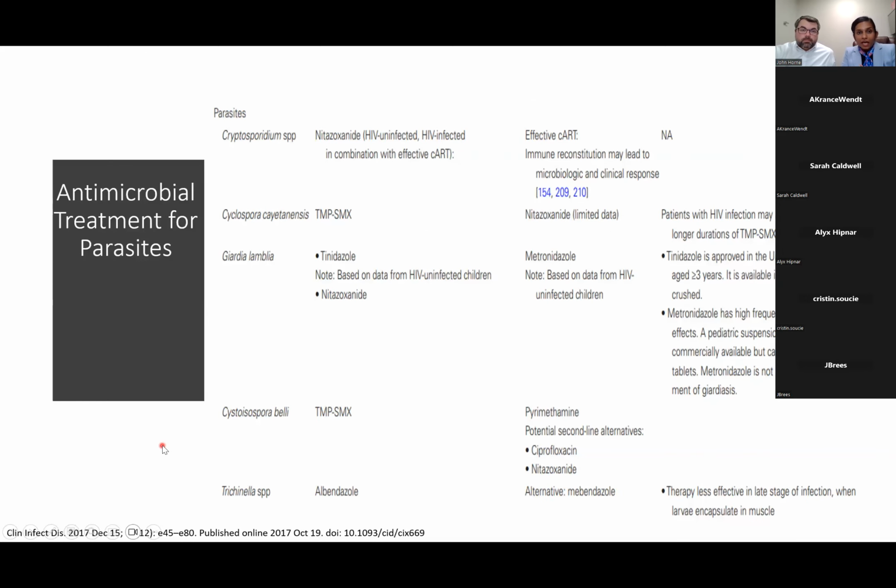And then parasite, cryptosporidium. So this is kind of important to know. I see this often here, especially in our HIV population, but I've also seen it in the non-HIV population. I have used nitazoxanide. It's kind of expensive now. Have you used it in non-HIV patients?